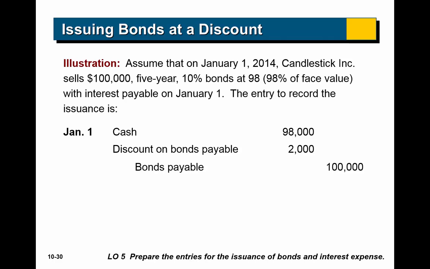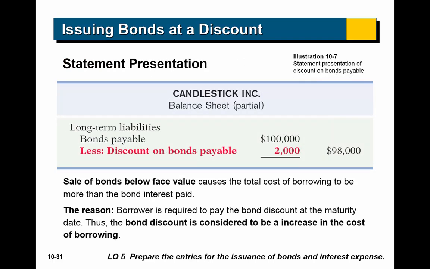So in essence, they borrowed $100,000, but they only received $98,000 in cash. The other $2,000 represents a discount. This is going to look like this on our balance sheet: bonds payable of $100,000 less a discount on bonds payable of $2,000.